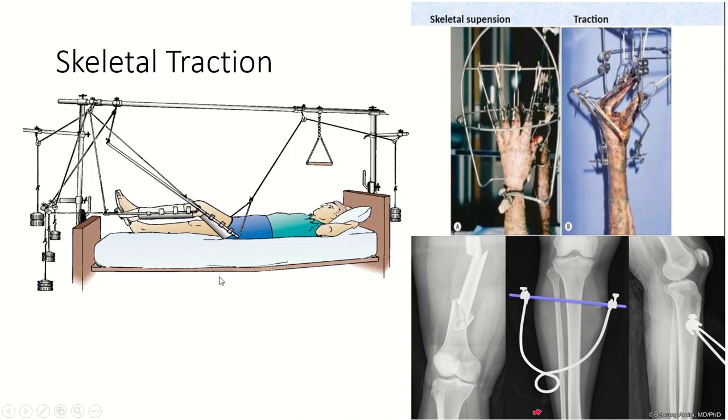This is the last slide. Skeletal traction we'll be briefing about in the next class. But just to make sure, the frequently done skeletal traction is the Steinmann pin, which is done for the tibia to distract the tibiofemoral joint. Thank you. Let us do this in the next class.